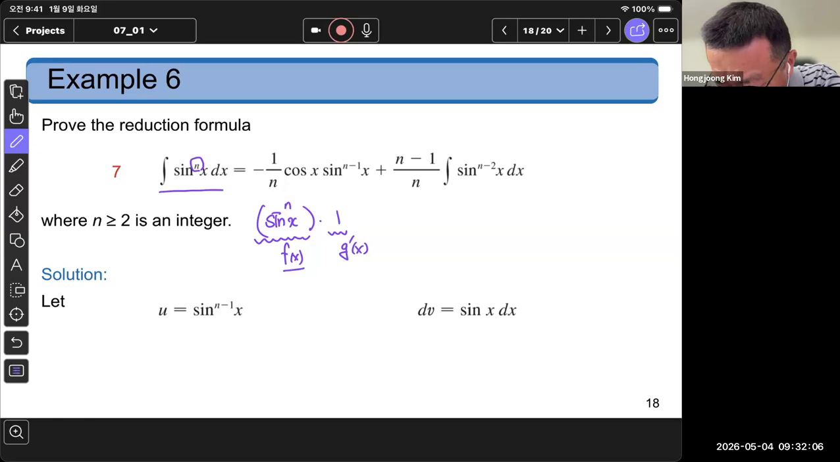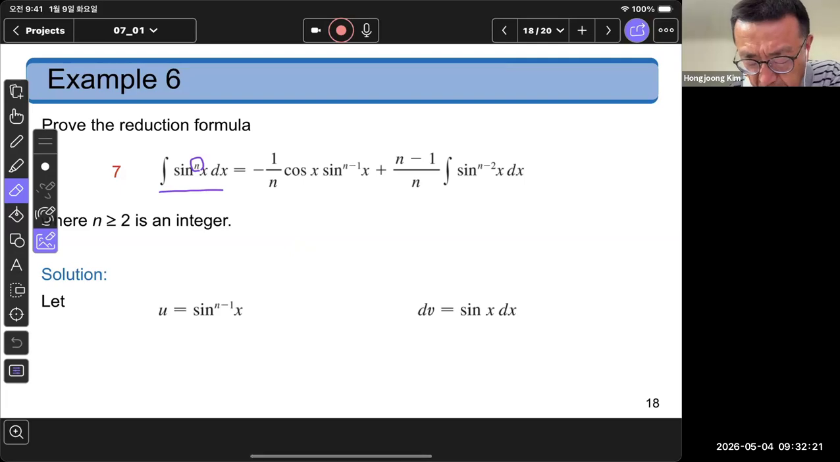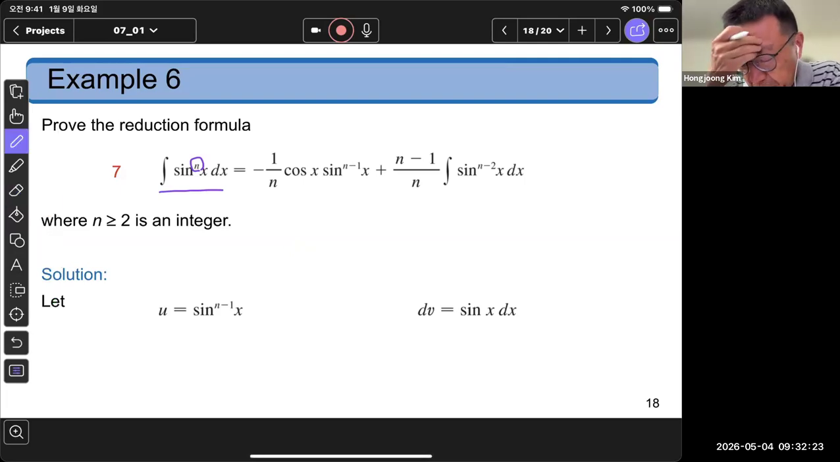Oops, just a second. Oh, I'm sorry. I made one mistake. Since these are trigonometric functions, I cannot do this. So the one mistake I made is this.